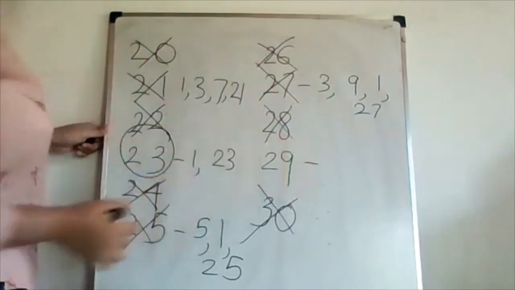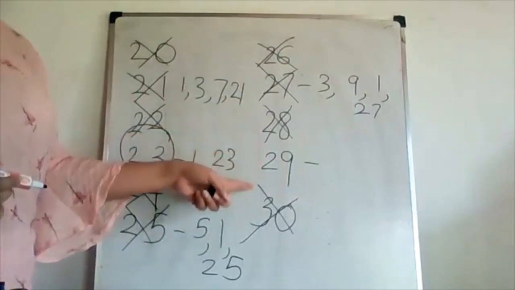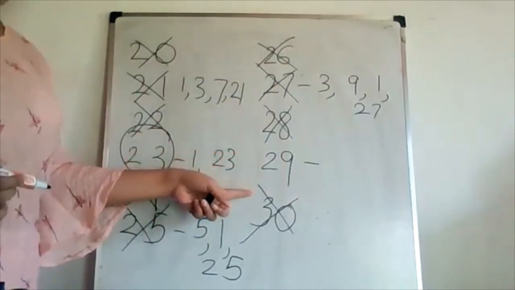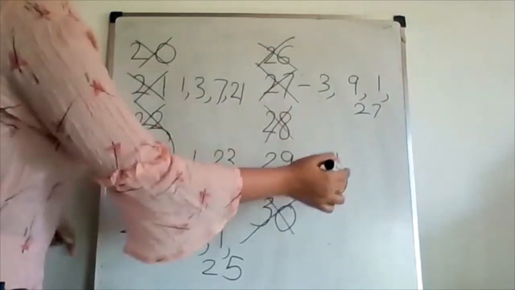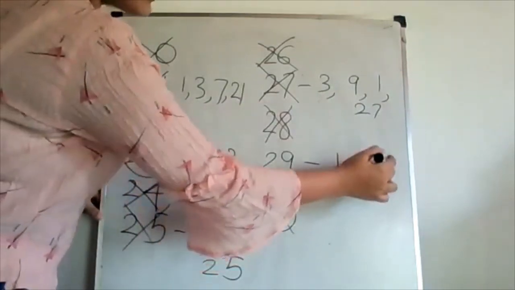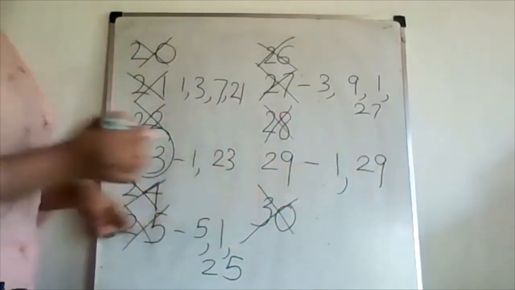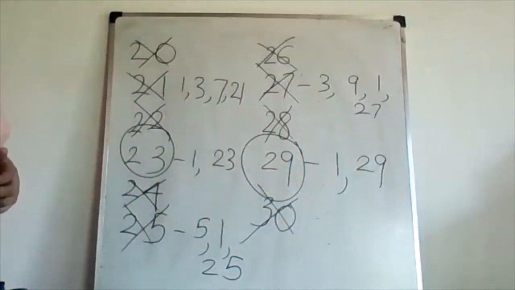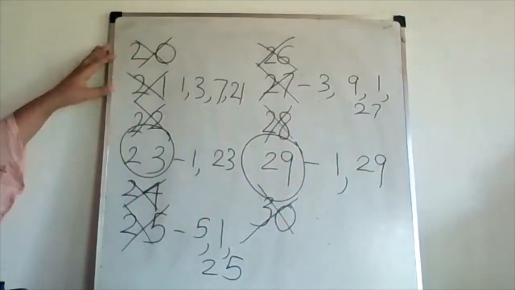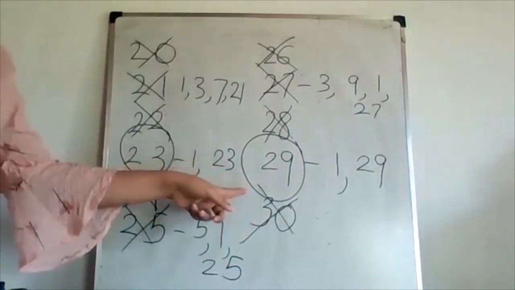Then finally, let's move on to 29. 29, it is not an even number. It is not a multiple of 3. It is not a multiple of 5. So what are the factors of 29? 1 is there and the number itself. So 29 is also there. And those are the only two factors for 29. So that means 29 is a prime number. So now we have figured out the prime numbers from 20 to 30. So those are 23 and 29 only.